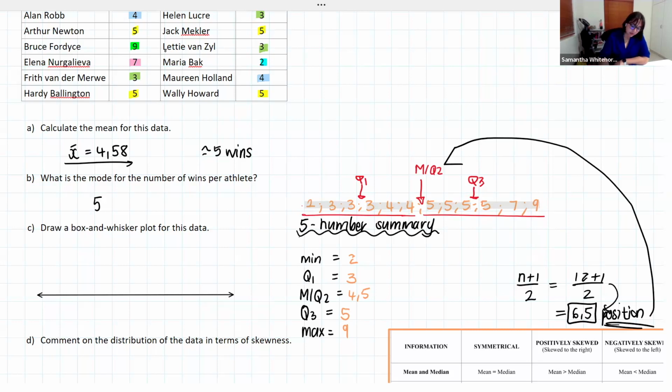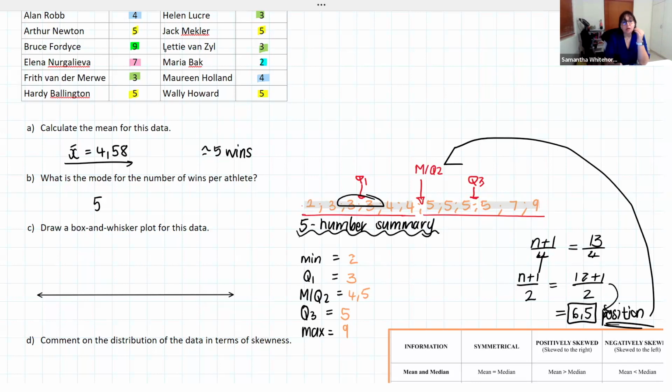Some people then also use n plus 1 over 4 for your quartiles, which would be 13 over 4, which again is not just giving you whole numbers. 13 over 4 is 3.25. So it's saying it's between the 3rd and the 4th, which we've already established it is. Some people just use n over 2. So 12 over 2 is 6, which tells you there are 6 in one half and 6 in the other half.